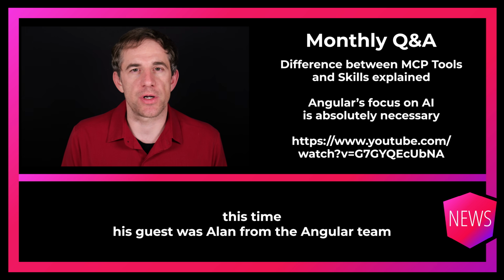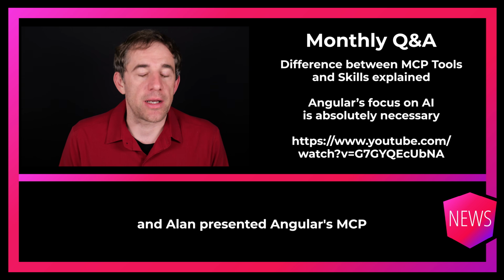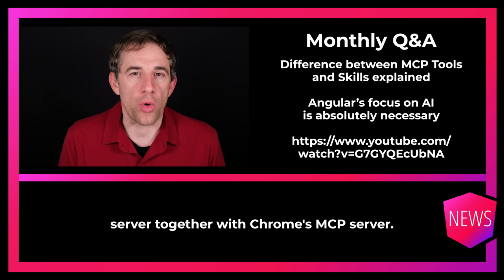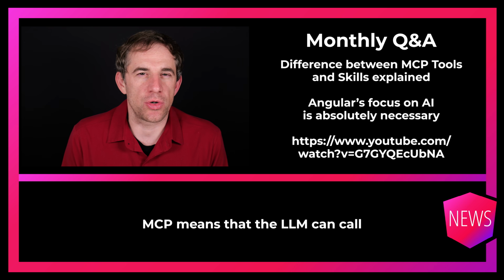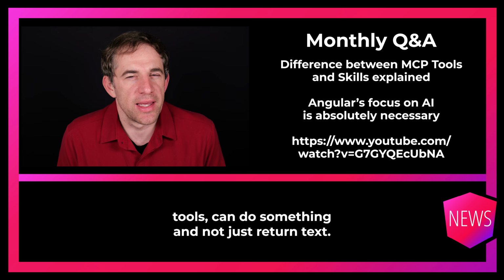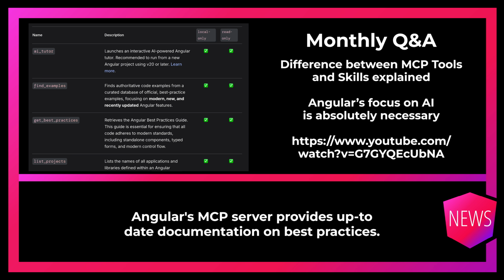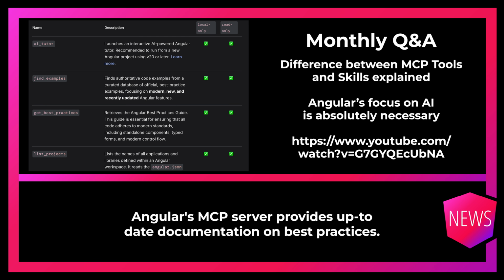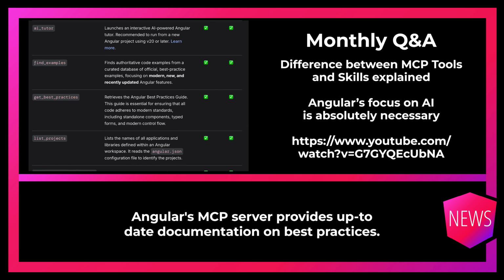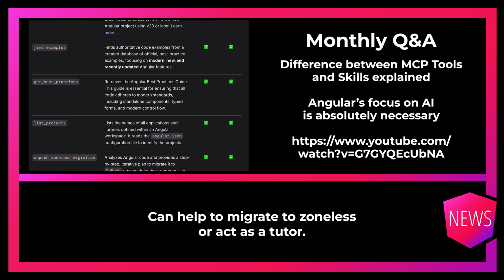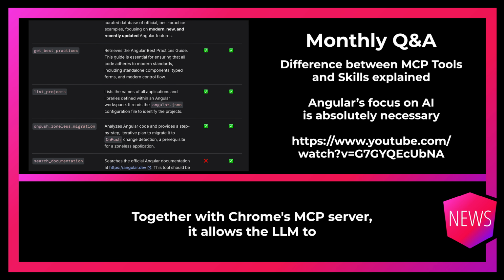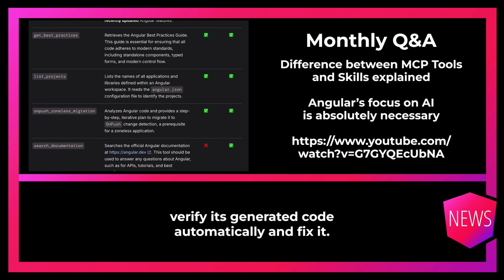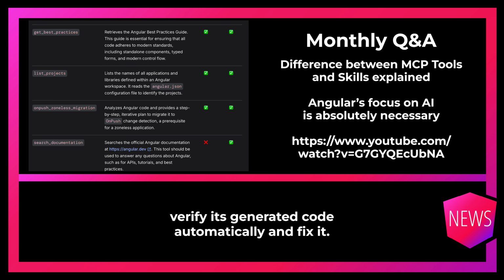This time his guest was Alain from the Angular team, and Alain presented Angular's MCP server together with Chrome's MCP server. MCP means that the LLM can call tools, can do something, and not just return text. Angular's MCP server provides up-to-date documentation on best practices, can help to migrate to zoneless, or act as a tutor. Together with Chrome's MCP server, it allows the LLM to verify its generated code automatically and fix it.